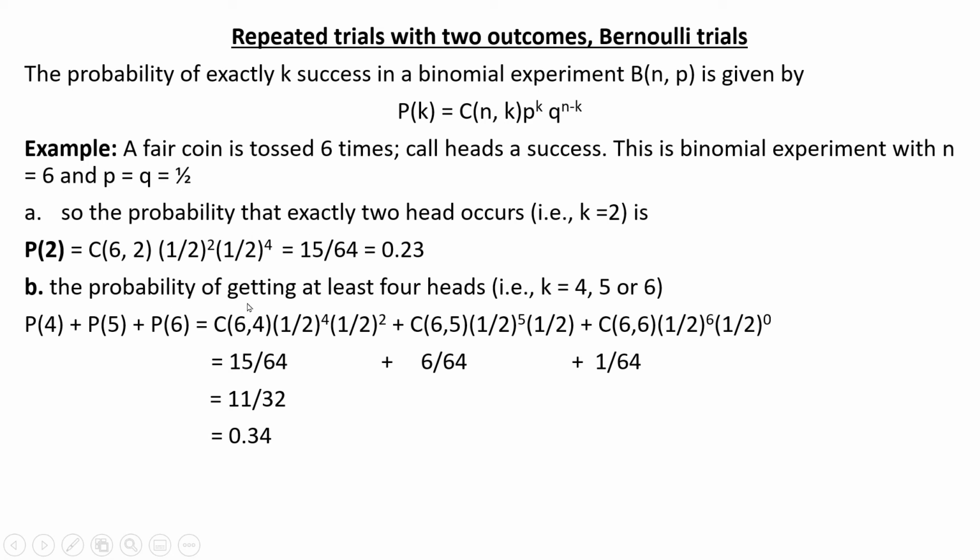And the probability of getting at least 4 heads means k equals 4, 5 or 6. So we can calculate probability of 4 heads plus probability of 5 heads plus probability of 6 heads. This can be calculated by this formula, and then we get 0.34.